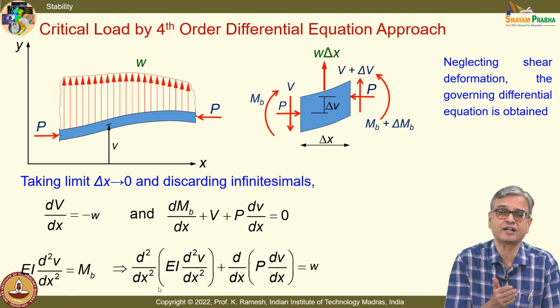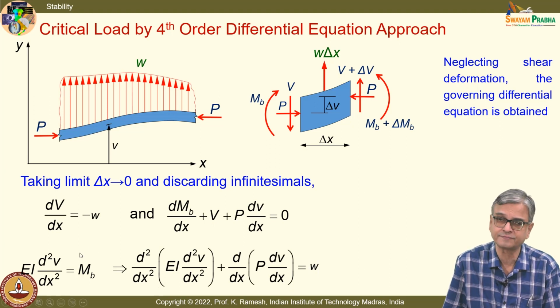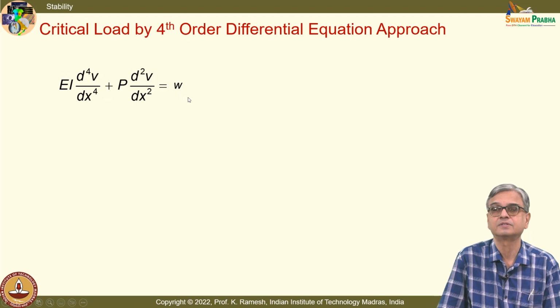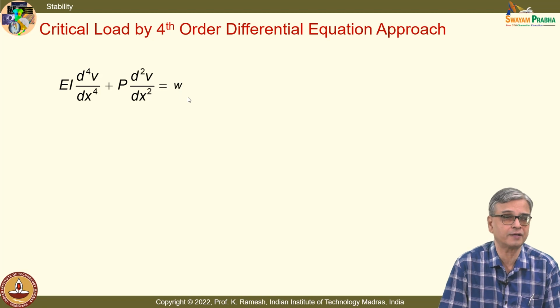Suppose I consider a constant cross section and the same material, then I can take EI out and get the final expression as EI d power 4 v by dx power 4 plus P d squared v by dx squared equal to w. So, we have got the governing equation for buckling of columns.